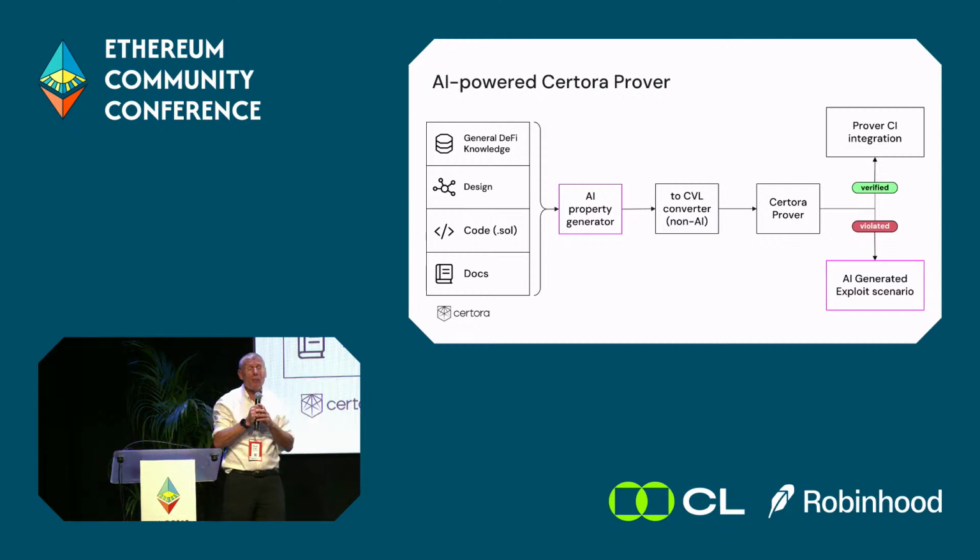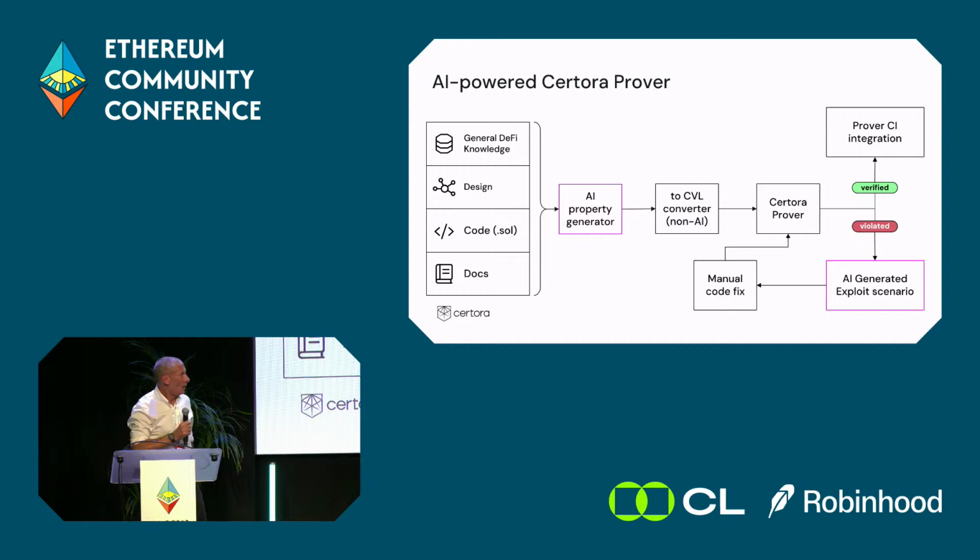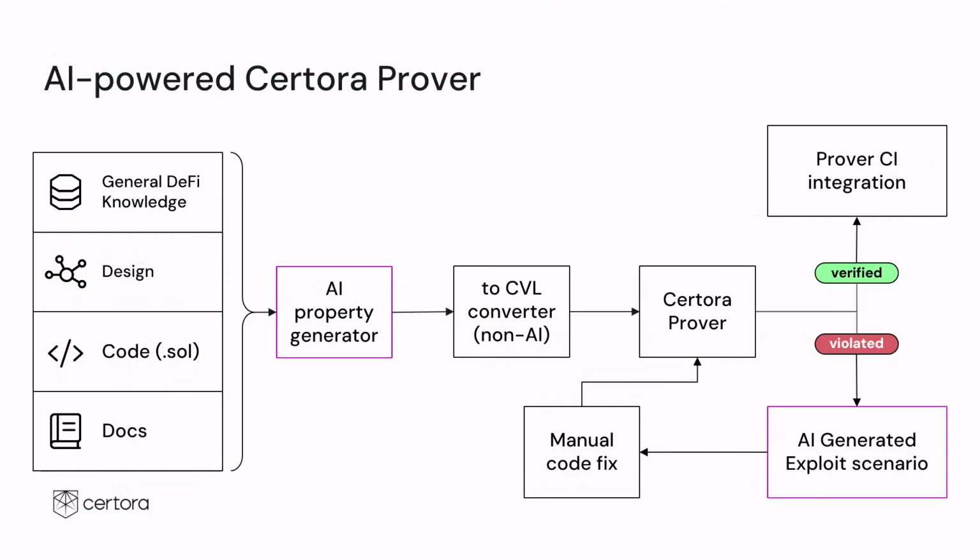The interesting thing is what happens when it's violated. There, we use the AI again. Why do we use the AI again? Because we want the AI to help us diagnose what the problem is. We want the AI to explain. AIs are very good, but they are very local, and they can make terrible mistakes. But it's not so bad. We run it and we check it. Basically, this gives you a potential exploit scenario that a human needs to check. And then, if the error is real, you apply the manual fix, and then you run the Certora prover again.